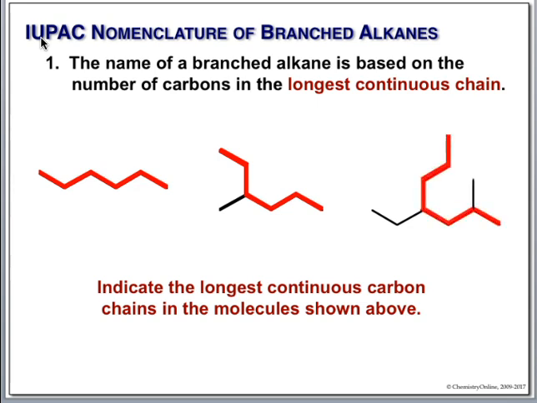So one of the initial challenges when you're looking at an organic molecule is to identify the parent. This has 1, 2, 3, 4, 5, 6 carbons, so it's a hex. It's a hexane, because it's an alkane. This has 1, 2, 3, 4, 5, 6, so it's a hexane too, with a methyl group in carbon 3. This has 7, so it's a heptane. And it has an ethyl group here, and a methyl group here. So step one, identify the longest chain.